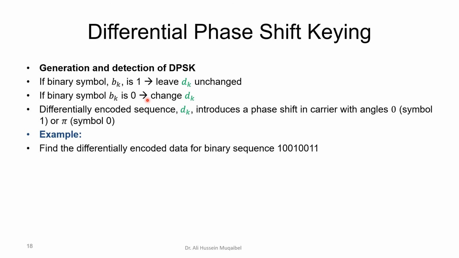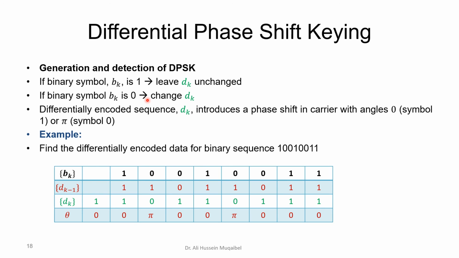So the example says here, find the differentially encoded data for the binary sequence. So this is a sequence, and this is the differentially encoded sequence. Forget about the red here, just focus on the green. So we'll have 1 here. If you have 1, we'll keep the transmission the same. So 1. This is 1 now. 0 means do a change. So this becomes 0. 0, I'm going to make a change, 1. If we get 1, we keep things as is. So 1, 1. 0, change. 0, change. 1, keep as is. 1, keep as is. So this is the differentially encoded sequence.